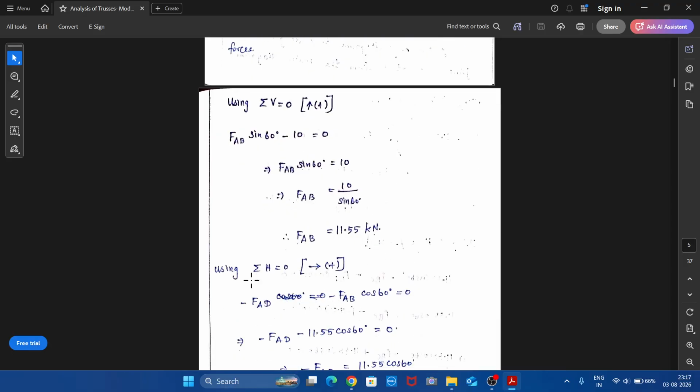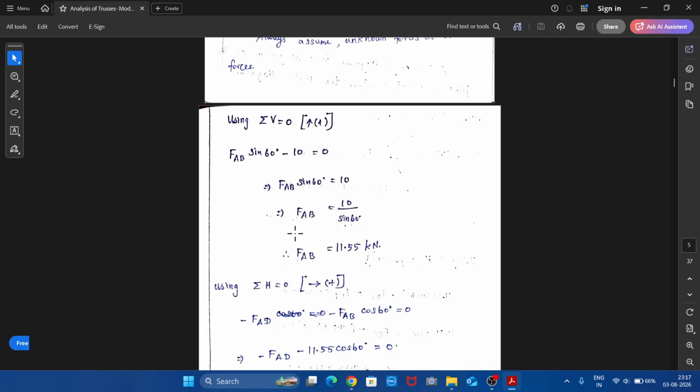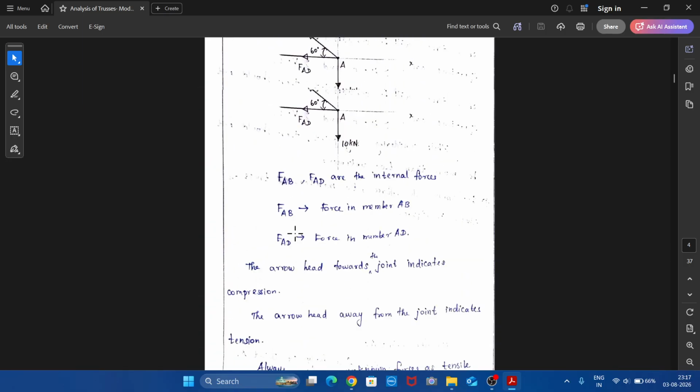Then using sigma H equal to 0, because for equilibrium, sigma V should be equal to 0. That is, the sum of all vertical forces at a joint should be equal to 0 and the sum of all horizontal forces on a joint should be equal to 0. Therefore, using sigma H equal to 0, for this sign convention, forces towards the right will be considered positive and forces towards the left will be considered negative. So using this equation sigma H equal to 0, let us go back to this joint A.